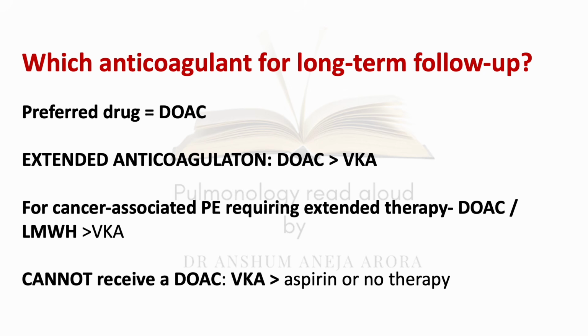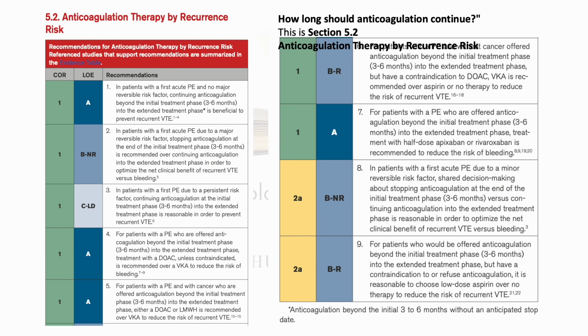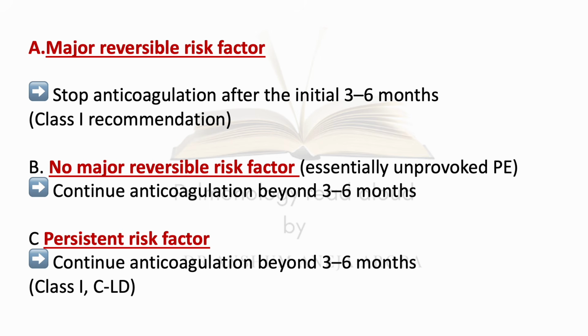Only if they cannot receive a DOAC and VKA is not possible, then you may consider aspirin over no therapy. For extended dose, half dose apixaban or rivaroxaban is recommended. And again, for the major reversible risk factors, they may not require extended anticoagulation, and here you can stop anticoagulation in the initial 3 to 6 months. Only if there's a persistent risk factor, you may have to extend them beyond the initial phase.